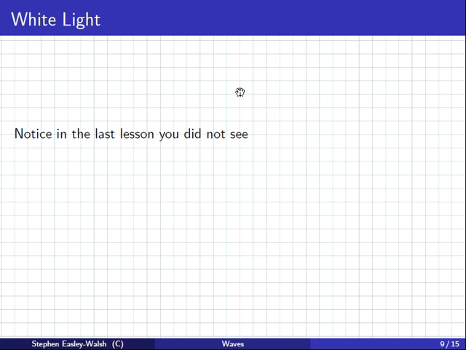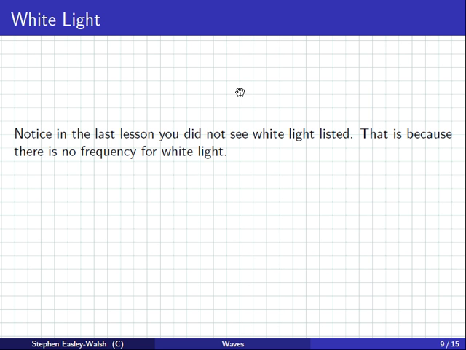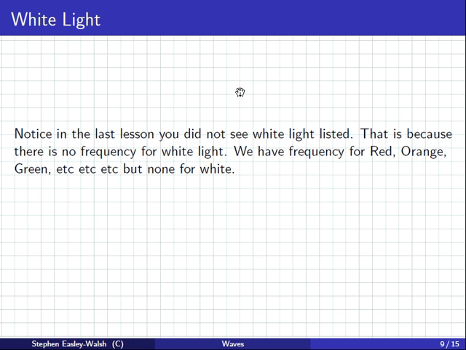Notice in the last lesson you did not see white light listed, did you? The frequency and the wavelength of white light. That's because there's no frequency for it. Why? What is white light? It's a mix of all the colours, yeah. So we have a frequency for red, orange, green, etc., but none for white. White light is a mixture of all the colours.